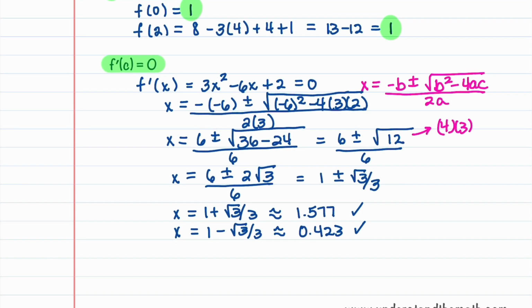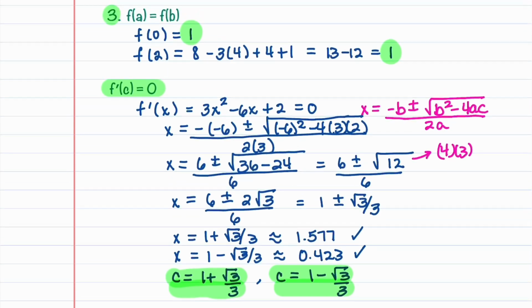So we can write down that C is equal to 1 plus root 3 over 3, and C is equal to 1 minus root 3 over 3. Let's go ahead and let's highlight those answers. There's our first one, and there is our second one. So this tells us that at those 2 points, our function is going to have a slope of 0.